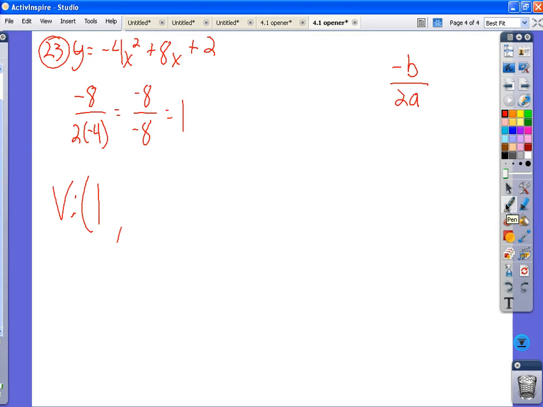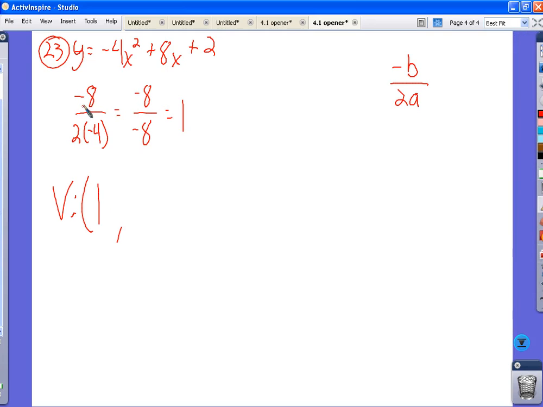Pick it up with you from here. Again, we do negative b over 2a to find the x part of the vertex. Negative b is 8, so there you go, negative 8. Over 2a, a is negative 4, 2 times negative 4, so we get negative 8 over negative 8, or positive 1. Okay, and how are we going to find the y? Plug it in, right? So we get negative 4 times 1 squared plus 8 times 1 plus 2. Right? This is negative 4 plus 8. So negative 4 plus 8, that's 4. Plus 2, 6.